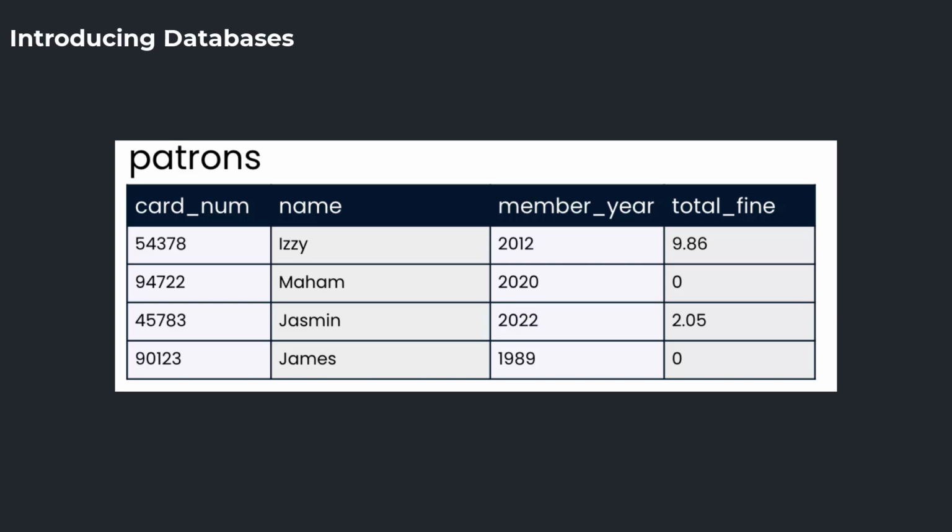A closer look at the patrons table shows that it stores various data about our library's patrons, like library card number, name, the year the patron became a library member, and the total overdue fines the patron owes our library.